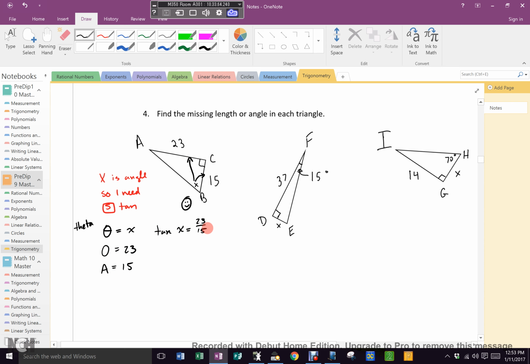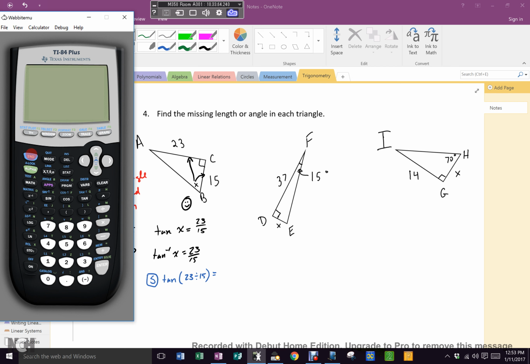Right? Now, do I want the tan? No. I want the angle, don't I? So I need the tan to the minus 1, which means shift tan. I need the shift tan of x. How do I do that on my calculator? How do you make that something you can work with? Well, that's shift tan bracket. What math is this? 23 divided by 15, close brackets, equals. And that will give you the answer.